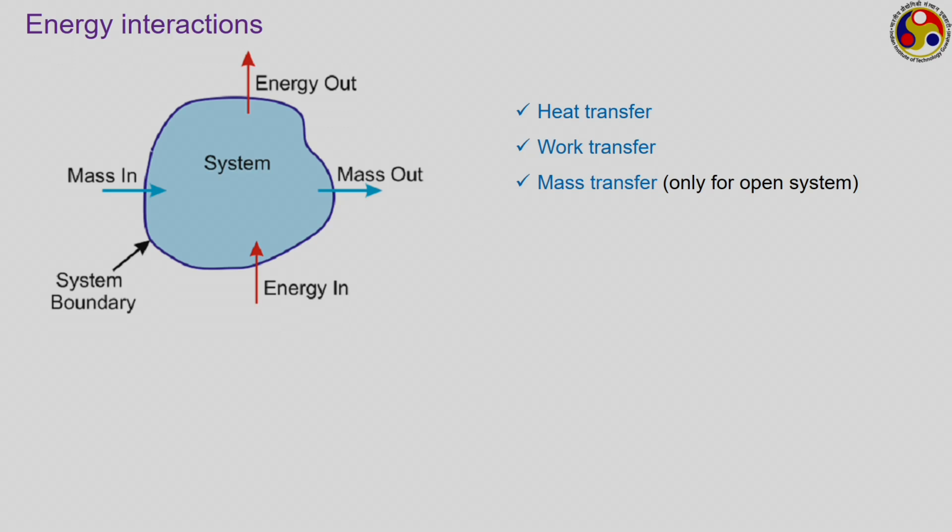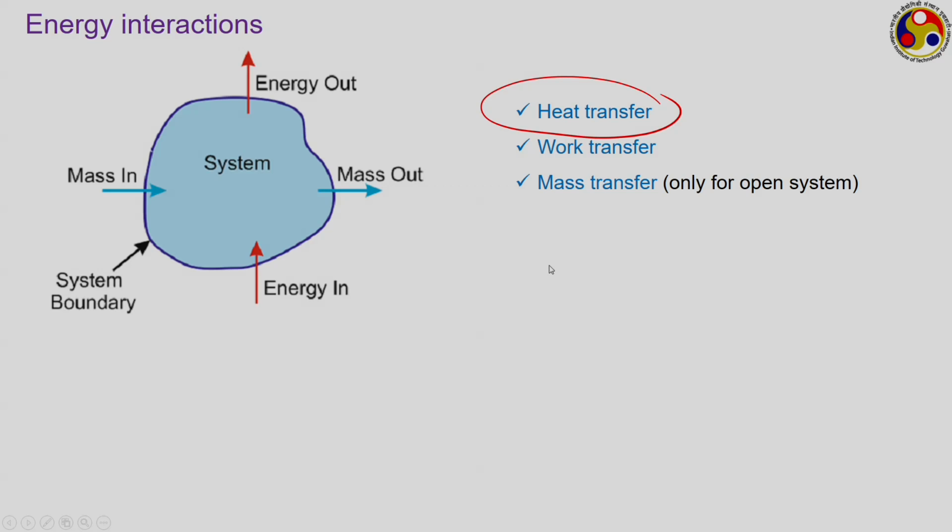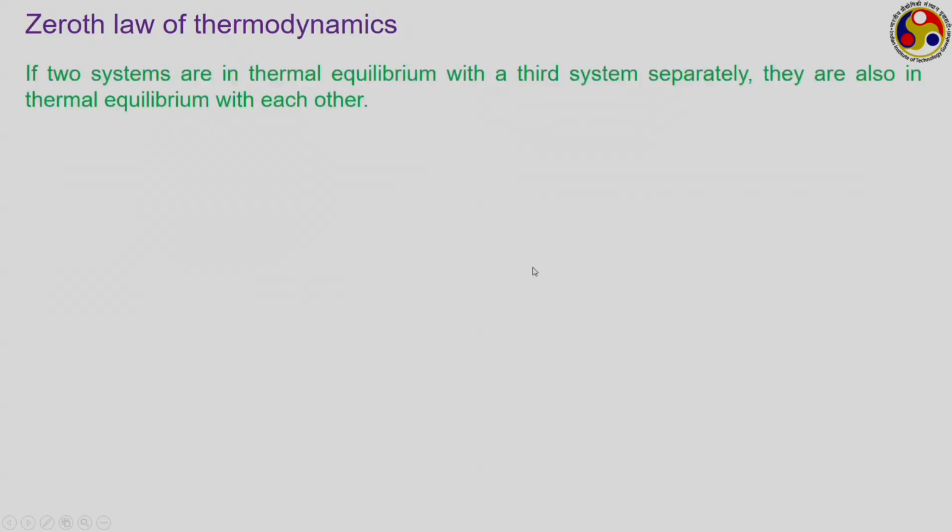And out of these 3, our interest in this course is in this heat transfer. So, heat transfer is the energy interaction which is taking place because of the temperature difference between system and surrounding. Now, before we define heat transfer, we need to discuss very briefly about the laws of thermodynamics. You know, in conventional thermodynamics we study 3 laws.